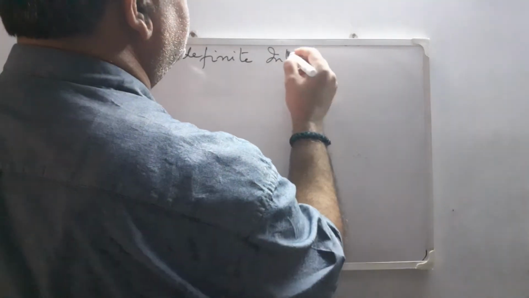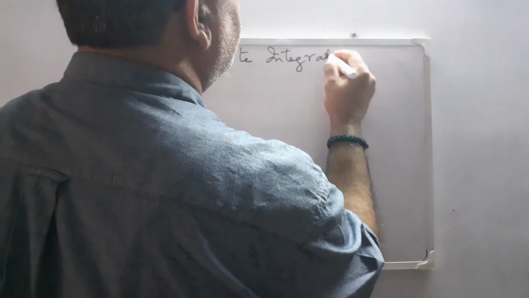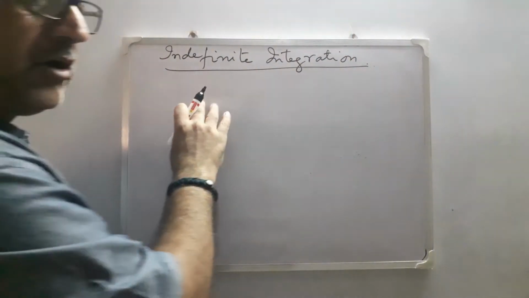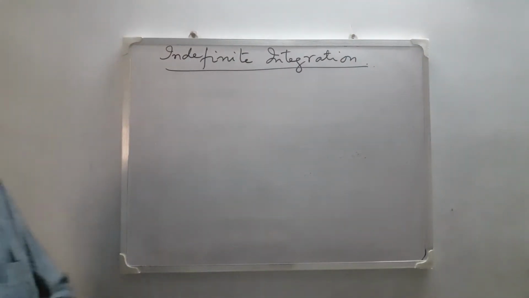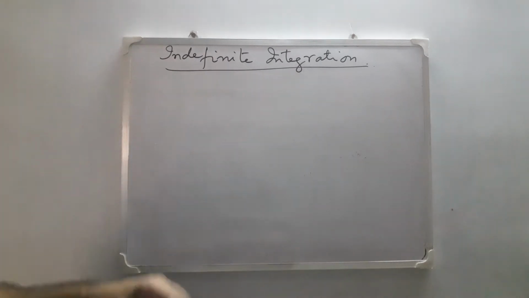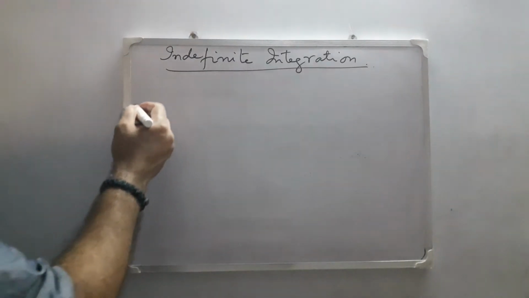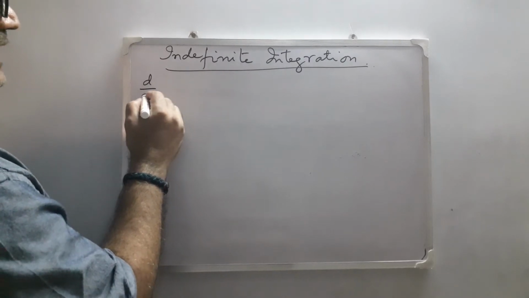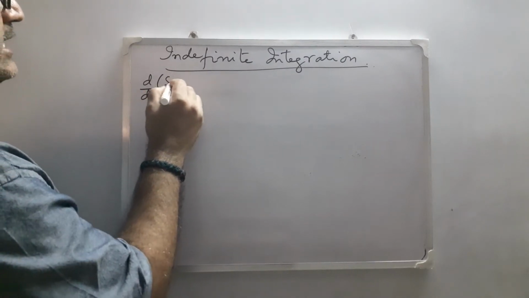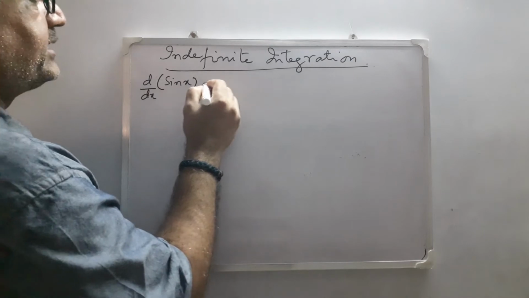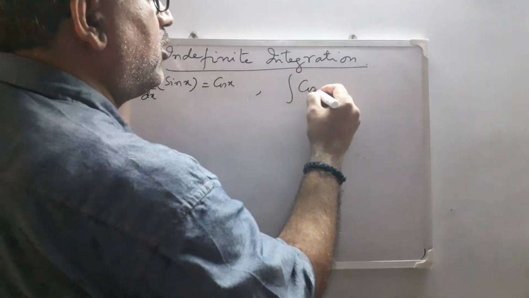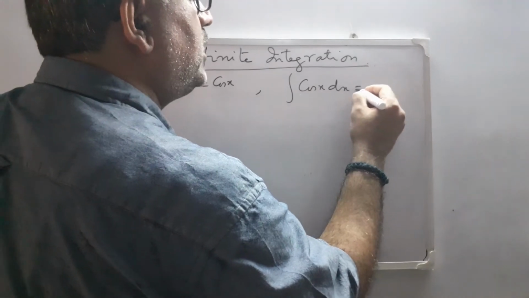Now, as you know, the formulae for integration are derived from the formulae of differentiation. You know that d by dx of sin x is cos x. So that's why we are able to write that integral of cos x dx is equal to sin x.